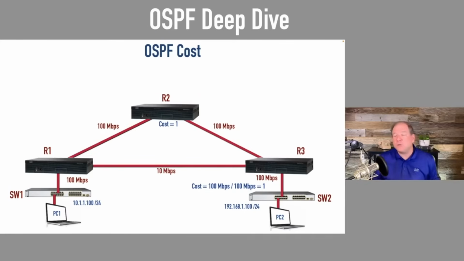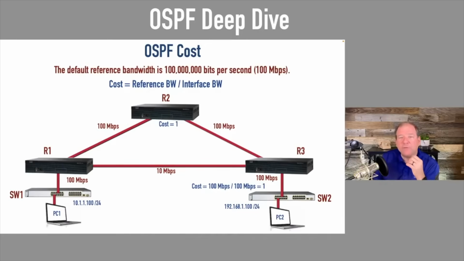Its metric calculation is in terms of cost. And we said that cost is a function of bandwidth. So if I've got a 100 meg link, what's the cost? Well, here's the formula. You might want to jot this down. Cost equals something called the reference bandwidth divided by the interface bandwidth. What is the reference bandwidth? Well, the reference bandwidth by default on most of our just traditional Cisco IOS routers, even with the newer versions of Cisco IOS, the reference bandwidth is 100 meg, 100 megabits per second.